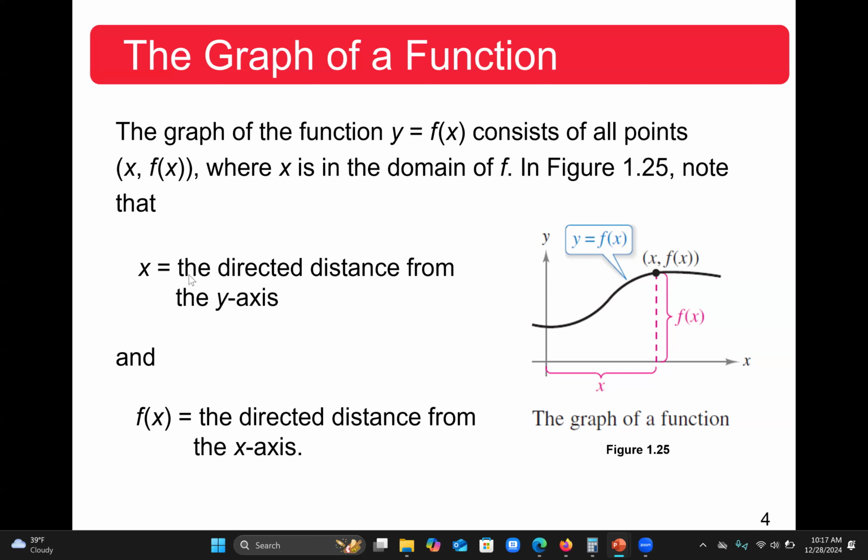So here we say that x equals the directed distance from the y-axis, and f of x will be the directed distance from the x-axis. So we can see on the graph f of x is on the vertical axis. I always say the y is the same as f of x. Then x will be the horizontal.